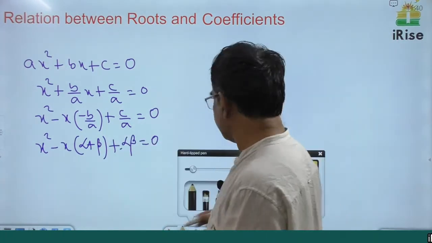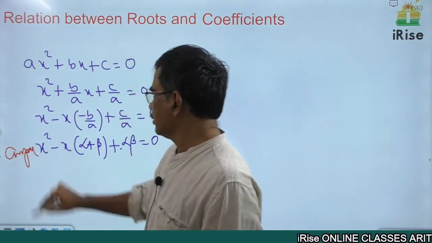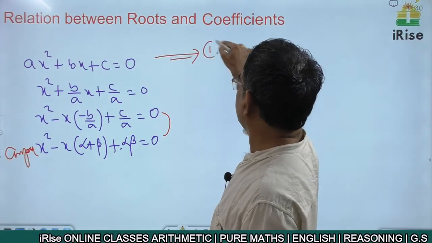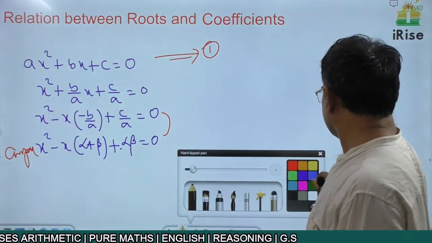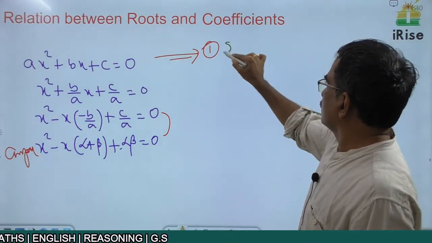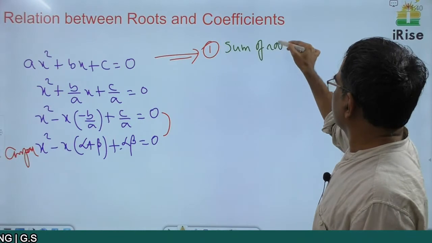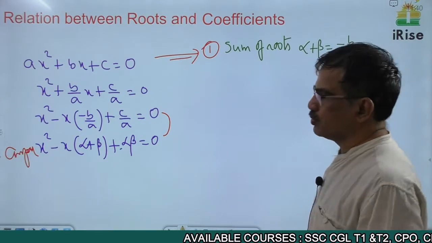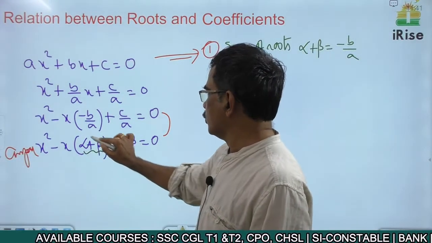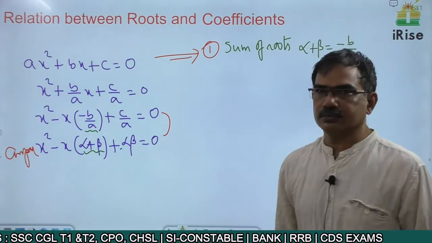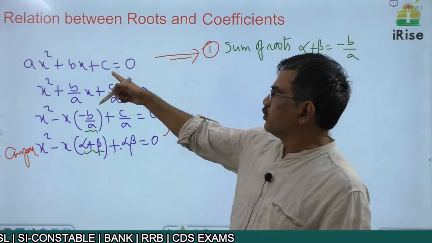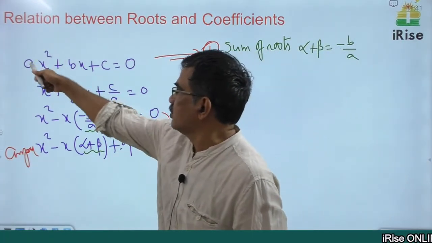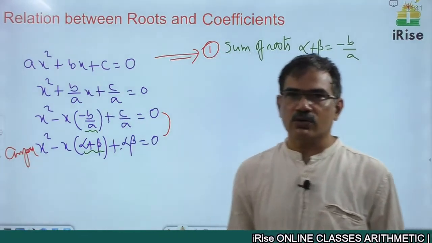Compare these two. Then we say that point number 1: sum of roots alpha plus beta is equal to minus b by a. Very important point. Sum of the roots is equal to minus b by a. If this is the equation given, ax square plus bx plus c is equal to 0, what is the sum of the roots? Minus b by a, minus x coefficient by x square coefficient.